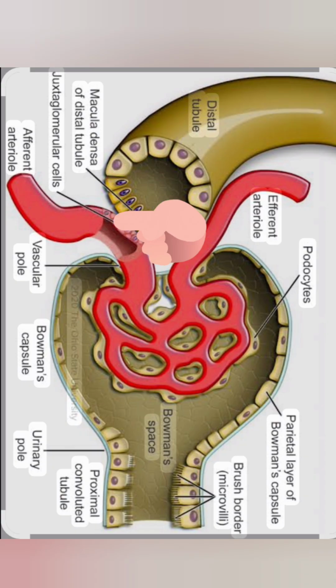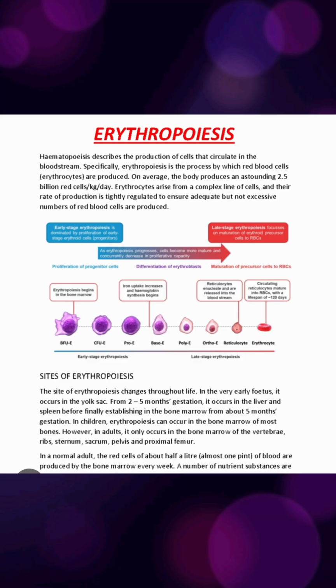Second one is the kidney. The juxtaglomerular cells of the kidney secrete renin and erythropoietin. This erythropoietin increases erythropoiesis, that is, the formation of RBCs. In males, erythropoietin is more, so males have more RBCs. If the kidney gets damaged, the person undergoes anemia because of no erythropoietin.